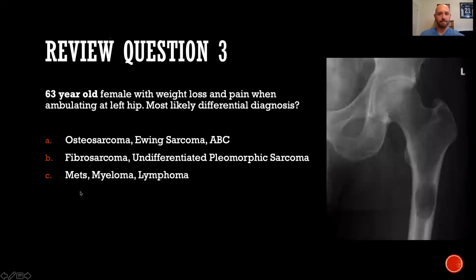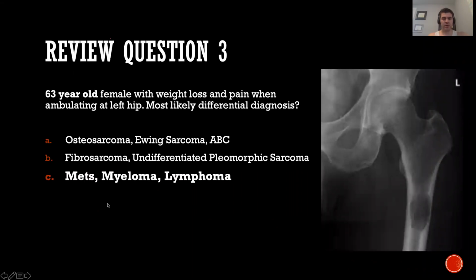Killing it. Excellent. So we talked about Mets, myeloma, lymphoma. Those should always be at the top of your differential on a patient of this age. Just to review briefly the other diagnoses, we talked about osteosarcoma and Ewing sarcoma. These are primary malignant bone tumors typically found in patients younger than 20, but oftentimes between around 8 to 14, but it ranges. But it's certainly a younger person's disease, similar to ABC, aneurysmal bone cyst.